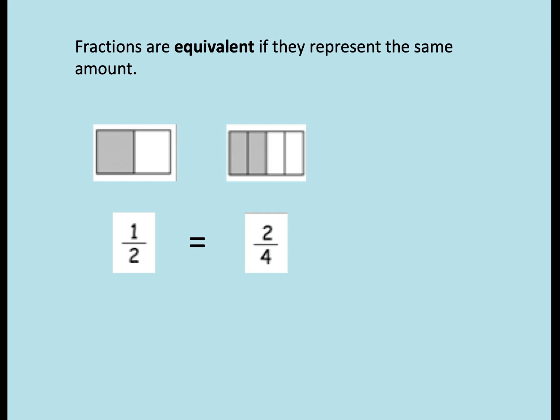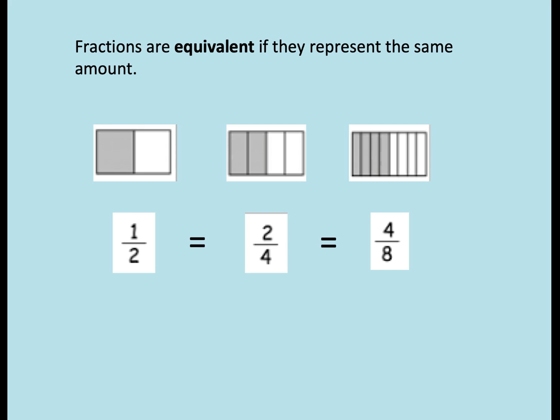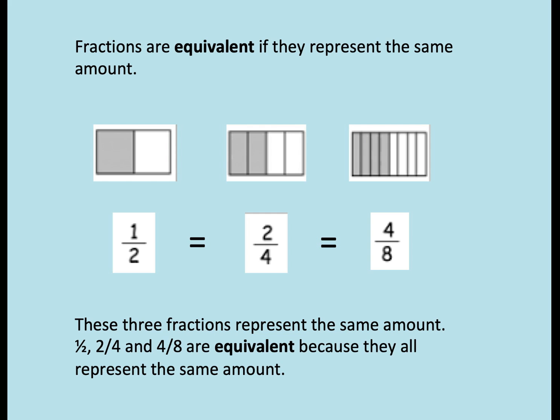If we look at the same model in yet another way and divide it into 8 equal parts and shade 4 of them in, we can see that 4/8 covers the same amount of space as 2/4 and 1/2. Therefore, 4/8 is equivalent to 2/4 and 1/2. These three fractions represent the same amount. They are equivalent because they all cover the same amount of one whole.